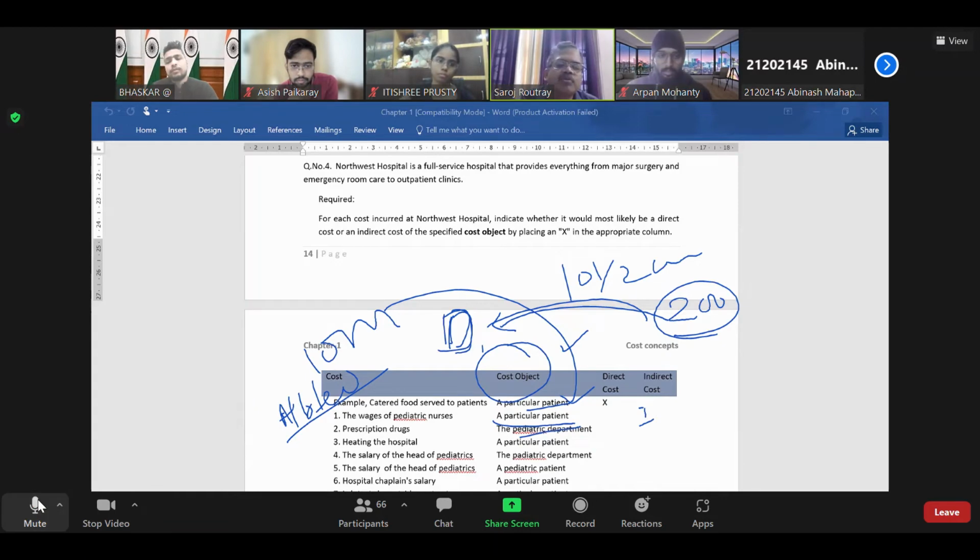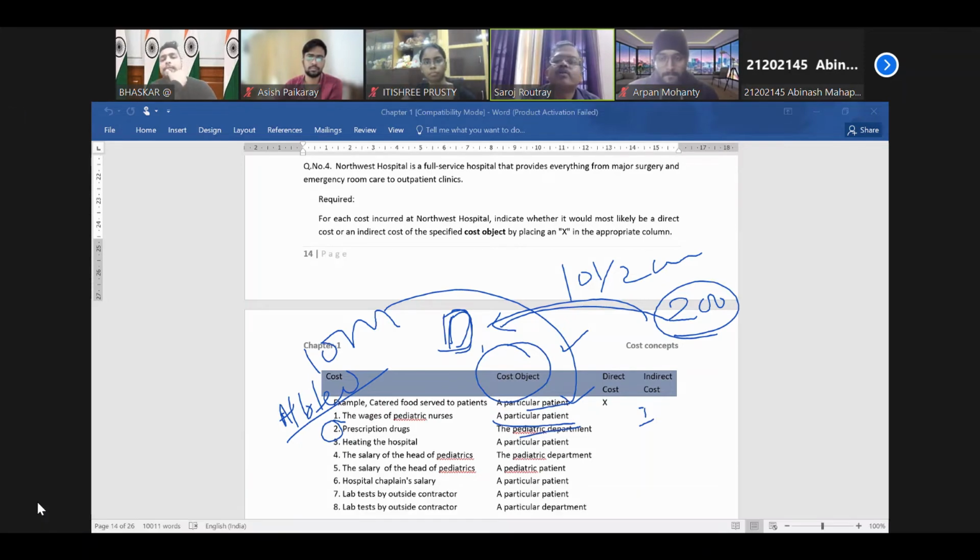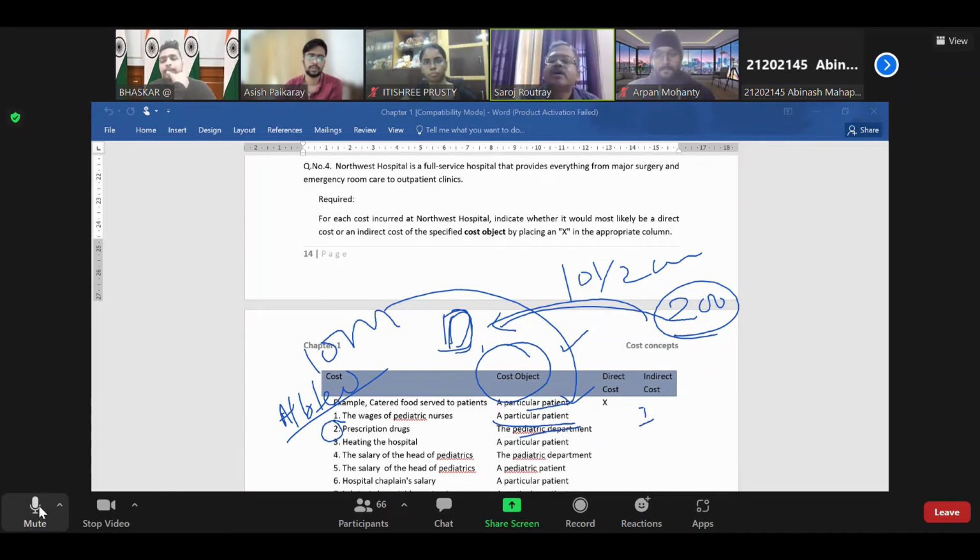Okay, let's move to the second one, prescription drugs. Sir, indirect cost. But do you think in India we have that condition? We don't have, no? No, sir. Till now we don't have.